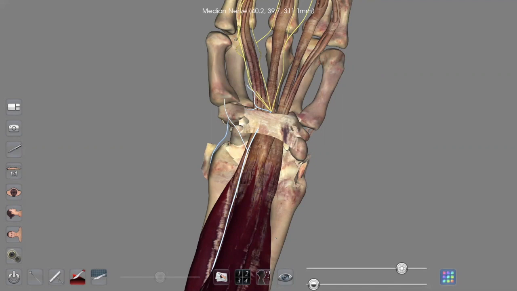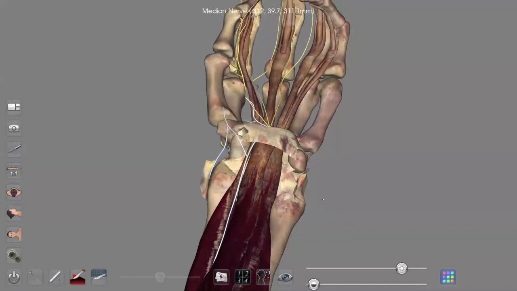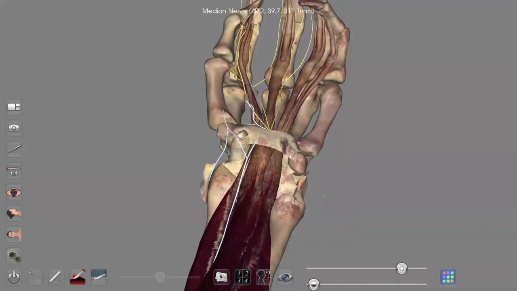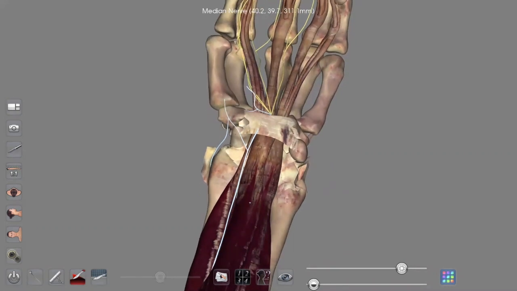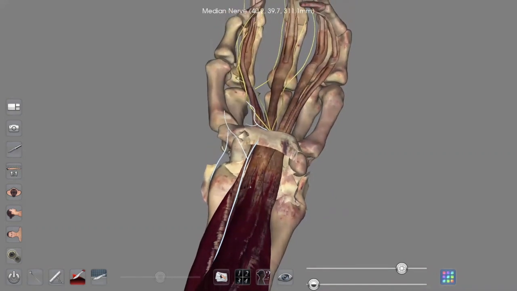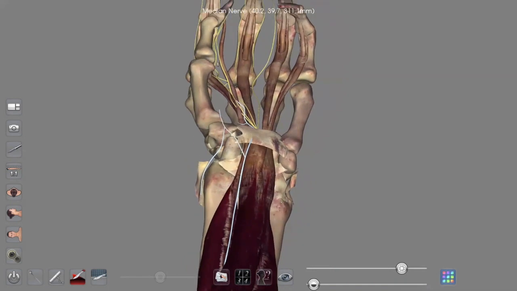The median nerve is going to innervate the deep flexors, except for the flexor carpi ulnaris and the tendons of the flexor digitorum profundus that go to digits 4 and 5, which of course are going to be innervated by the ulnar nerve. And then cutaneous distribution to the palmar aspect of the hand along the first, second, and third fingers. As you can see, its nerve distributions here.